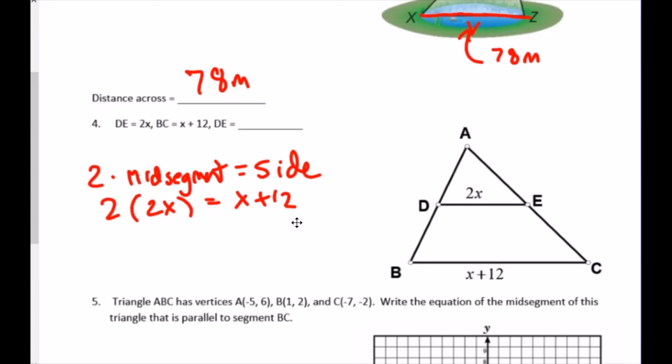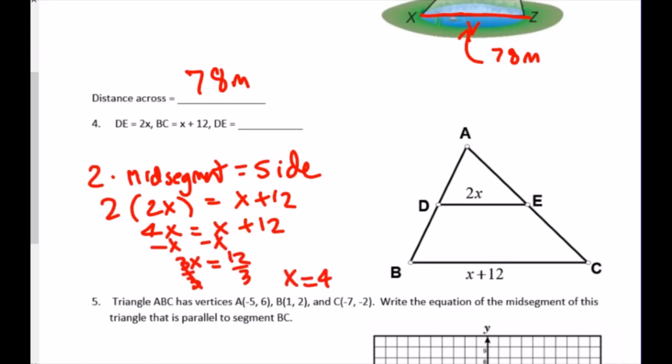All right. And now we can solve this. What's 2 times 2x? 4x. And then, to get rid of my smaller x, I subtract x. And then I divide by 3, and I get 4. Now, 4 is not the answer that I'm looking for. I'm looking for DE, right? So DE is 2x. 2 times x, which is 4. So 2 times 4 is 8. My DE is 8. Cool?